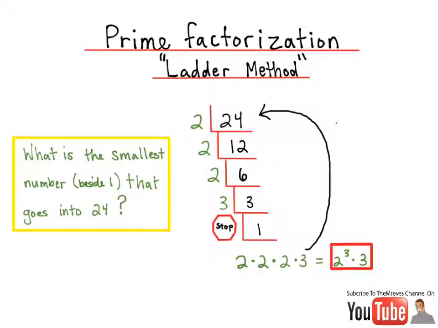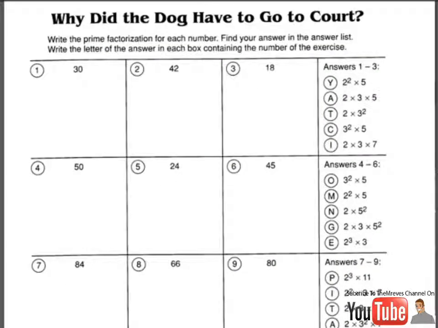And so let's go ahead and practice this a little bit. On our worksheet, we're going to practice this just a little bit. And we're going to go ahead and check number 30. First thing I'm going to do is I'm going to make my L.